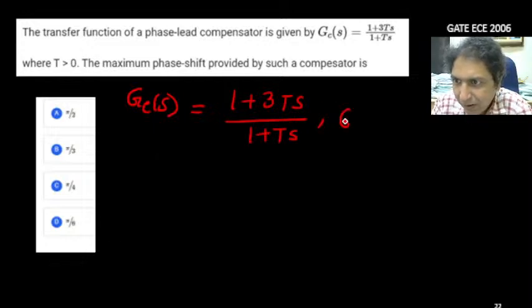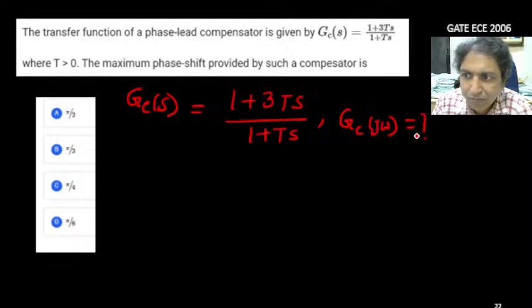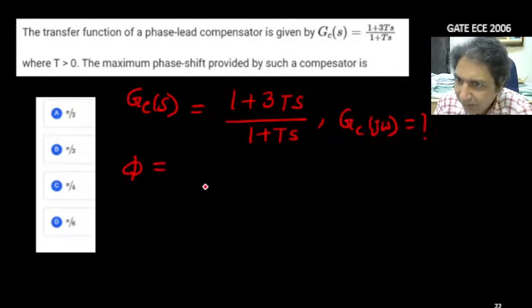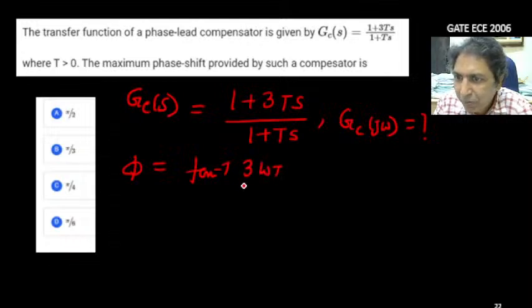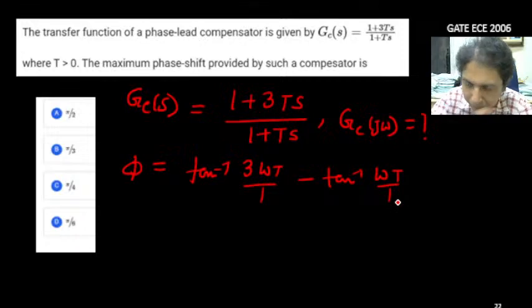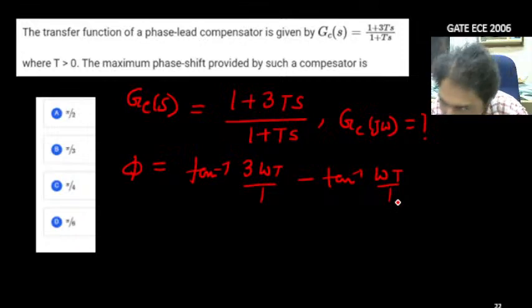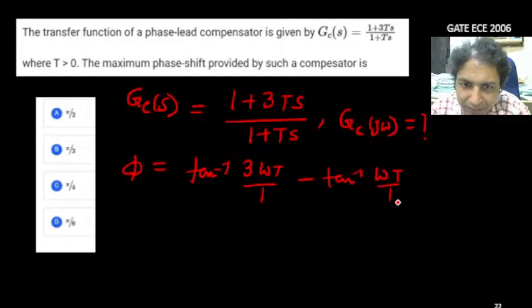Well, here we can find out G_c(j omega), that you can do, and from that you can find out the phase. So it will be tan inverse 3 omega T by 1. This is for the zero, and for the pole it is tan inverse omega T by 1. Is it correct? So this is the phase.